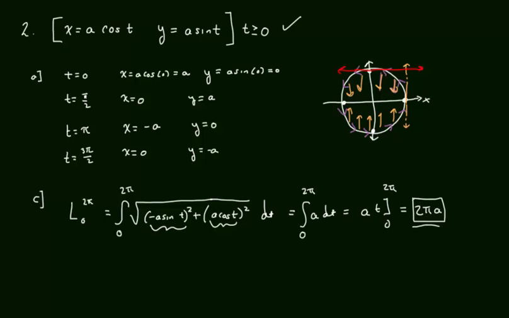Why is this so satisfying? Why am I so happy? Because this is the circumference. The length of the circle from 0 to 2 pi is the circumference. Circumference equals 2 pi radius. Glorious.